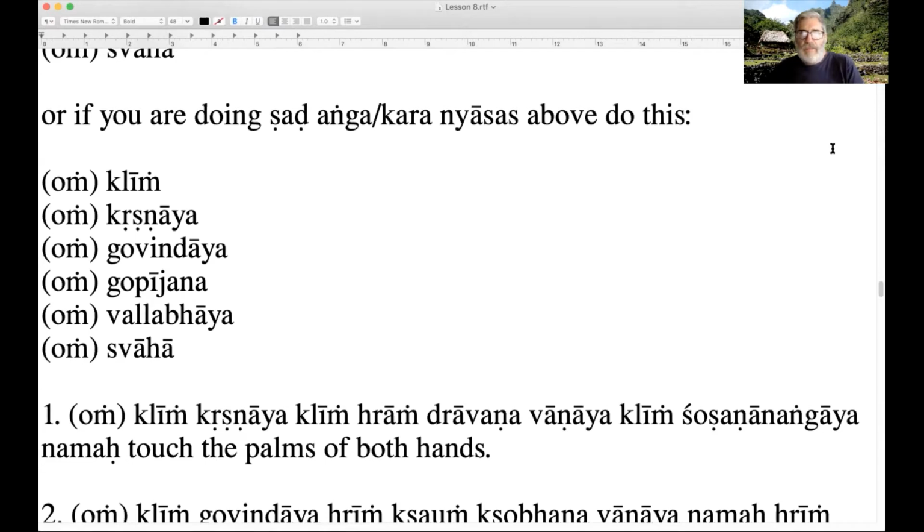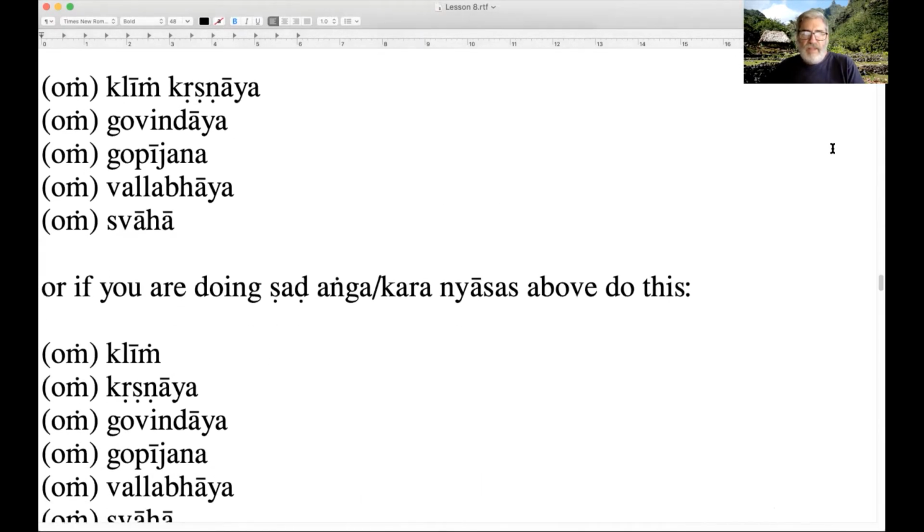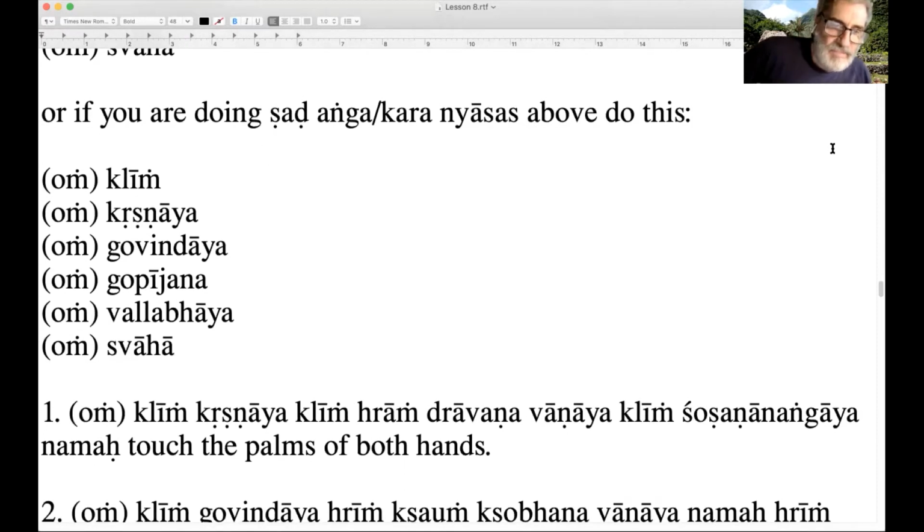Yeah? So now, if we know how to do this, it's not specifically written out here, but let's say we do the Anga Nyasa and the Paranyasa, right? So we would do Om Klim Hridayaya Namaha, Om Krishnaya Sirase Swaha, Om Govindaya Shikhayai Vashat, Om Gopijana Kavachaya Hum, Om Vallabhaya Netrabhyam Vaushat, Om Swaha Astraya Phat. That's how they would do the Anganyasa. To do the Paranyasa, we would do Om Klim Angushthabhyam Namaha, Om Krishnaya Tarjanibhyam Namaha, Om Govindaya Madhyamabhyam Namaha, Om Gopijana Anamikabhyam Namaha, Om Vallabhaya Kanishthikabhyam Namaha, and Swaha Karatalakarapristhabhyam Namaha. Front and back of the hands after touching the different fingers. Okay, so that's not specifically written out here.